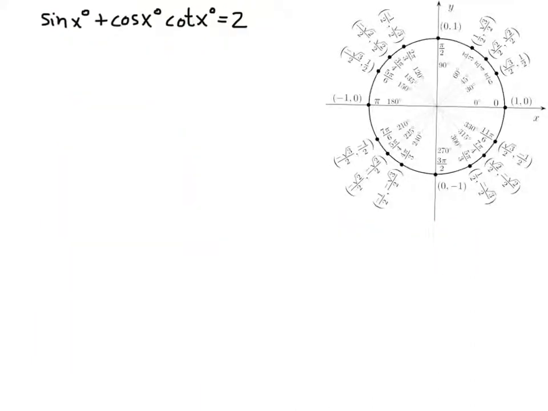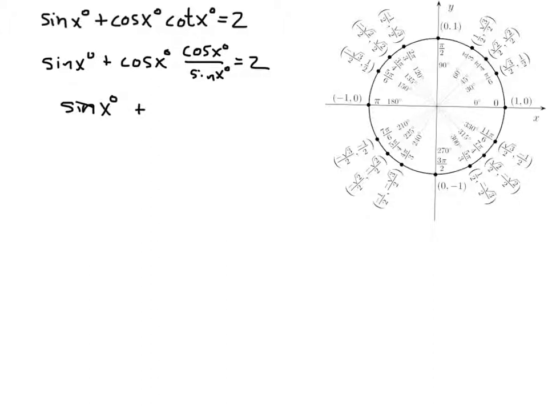In our next example, we have the sine of x in degrees plus cosine of x in degrees, cotangent of x in degrees equals 2. Well, in the last example, we were able to factor out something, and this time we're not able to. So we're going to have to change this cotangent into sines and cosines and see where we can go from there. So here I have the sine of x plus cosine of x. And cotangent is going to be the cosine of x over the sine of x equals 2.